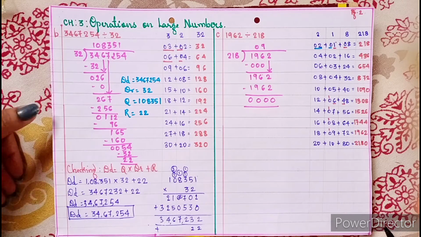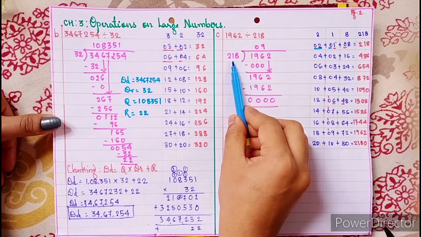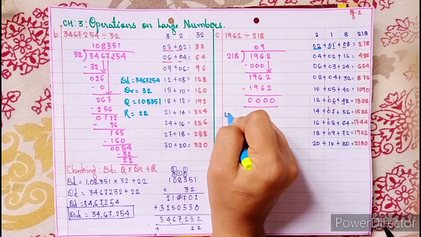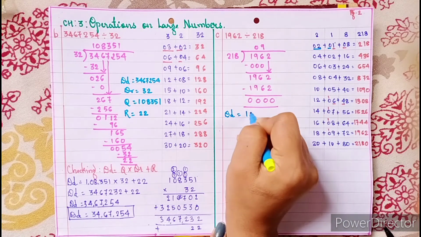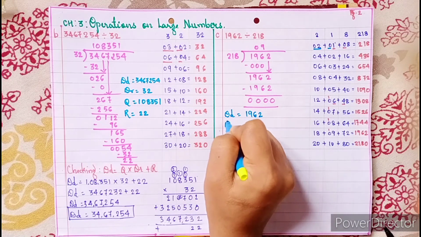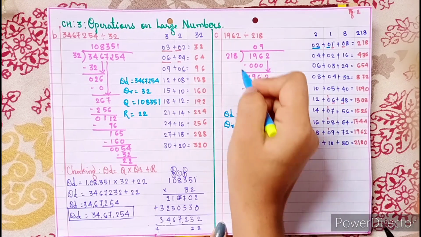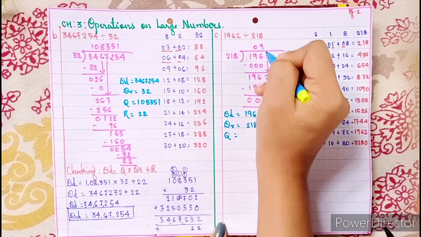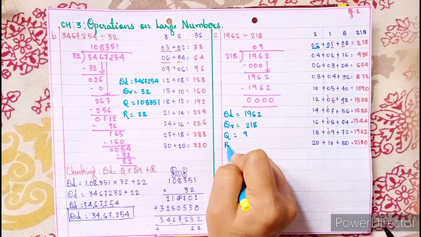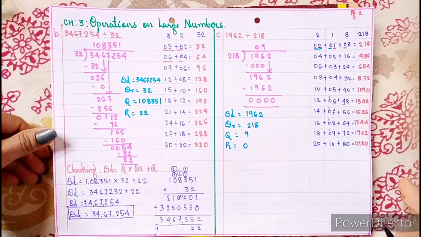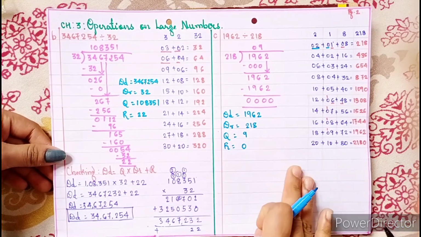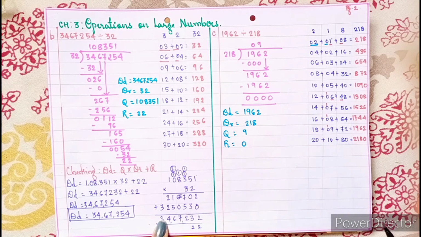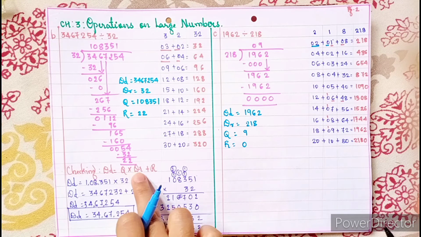So let's see what 218 is. It is our divisor. Thus let's write first. I'll write the dividend. Dividend is 1962. Divisor is 218. Quotient is 9 and remainder is 0. Now I'm going to use these values to check whether the division is correct or not. So I will use this formula. I'll write this formula here.